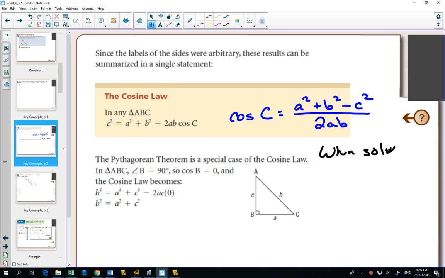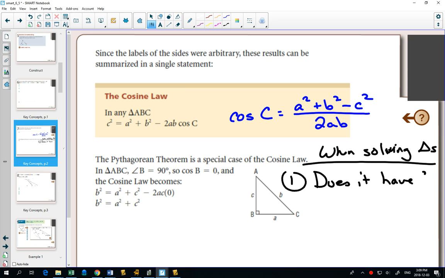When solving triangles, one, the first thing you're going to look at is, does it have 90 degrees? Because if it has 90 degrees, then you can use all your trigonometry from last year. So you can use SOHCAHTOA and a squared plus b squared equals c squared.